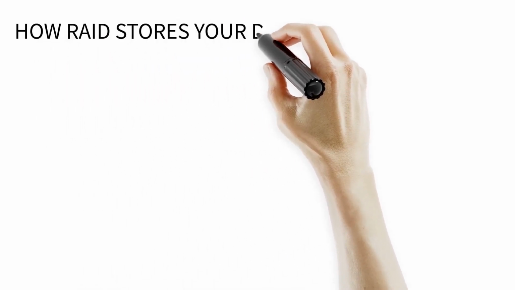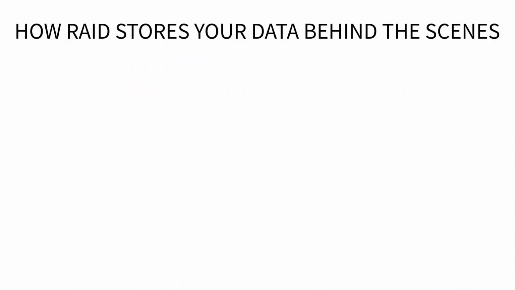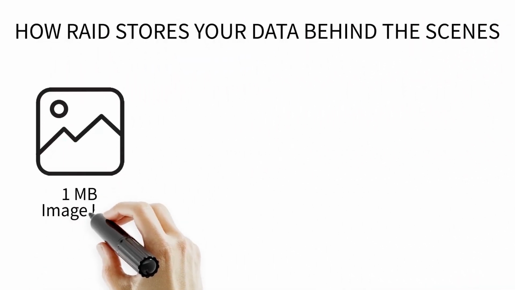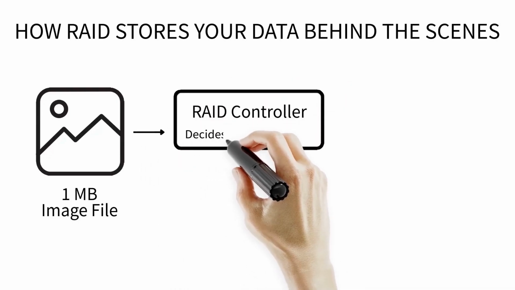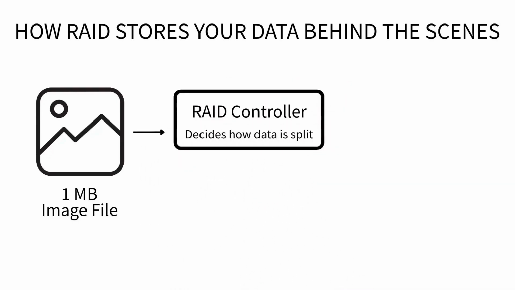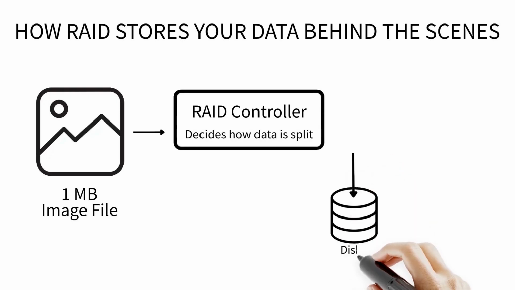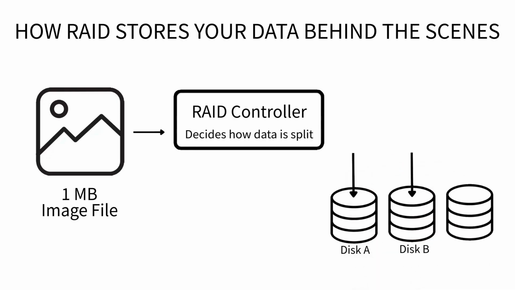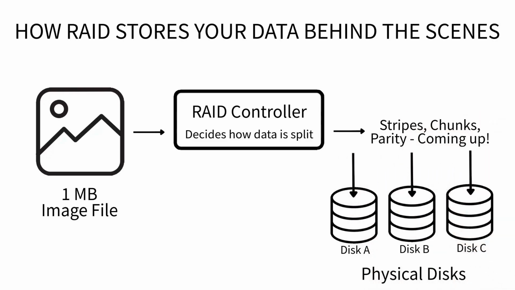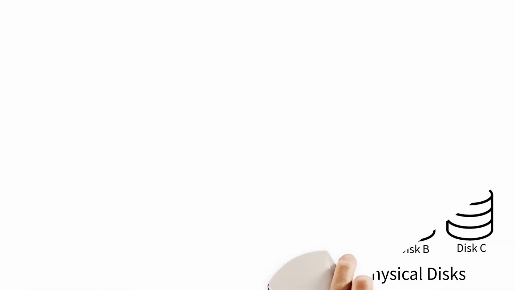Have you ever wondered how your files are actually stored across multiple disks in a RAID system? Here we have a 1 megabyte image file, a RAID controller, and 3 physical disks: Disk A, Disk B, and Disk C. In this video, we'll follow this image step by step as it gets divided into blocks, stripes, and chunks, and then stored across the disks, with parity for protection.